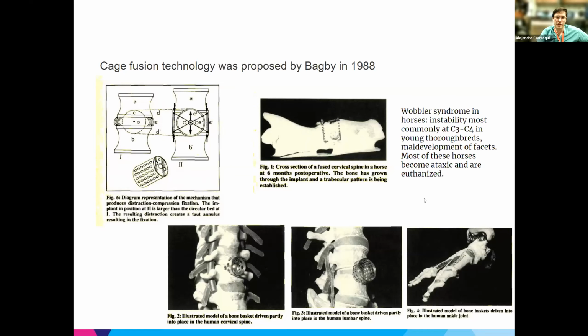These young thoroughbred horses developed instability, most commonly at C3, C4, in what was termed the wobbler syndrome. They became ataxic and were eventually euthanized. So Bagby worked with veterinarians and then reported fusion of the cervical spine with these types of implants. You can see it on the bottom being applied to a human cervical spine, and a similar kind of implant in the lumbar spine and in other joints such as the ankle.